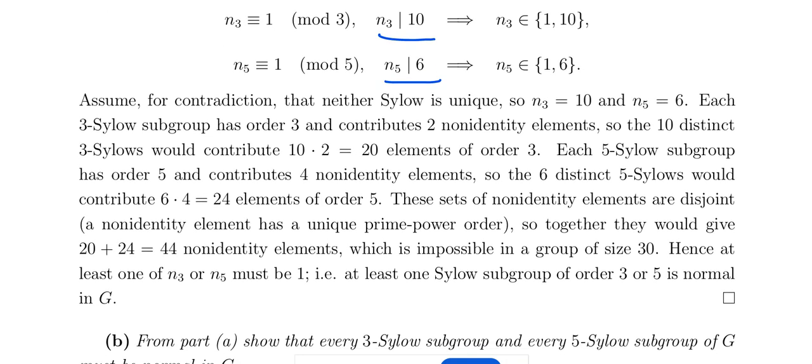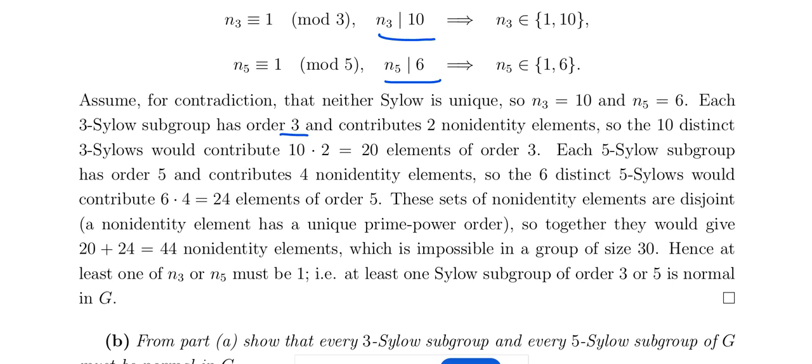So suppose neither 3 Sylow subgroup is unique, that is n3 equal to 10, n5 equal to 6. Each 3 Sylow subgroup has order 3 and contributes 2 non-identity elements. Order 3 means 1 identity element and the remaining 2 are non-identity elements. In the same way, 10 distinct 3 Sylow subgroups, that is 10 into 2, equal to 20 elements. So 20 elements of order 3.